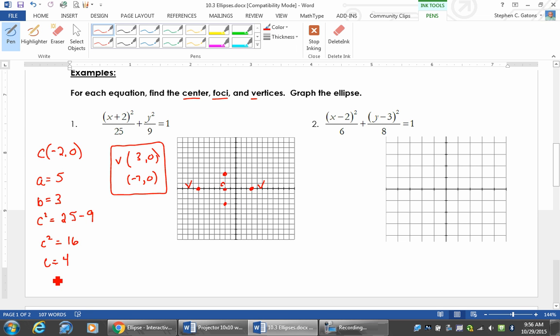Then you use C. A and C always go in the same direction, always, because the vertices and the foci are always right next to each other. So if the C is 4, then we go 4 units to the right, which is there, and 4 units to the left, which is there. The coordinates of those are going to be (2, 0) and (-6, 0).